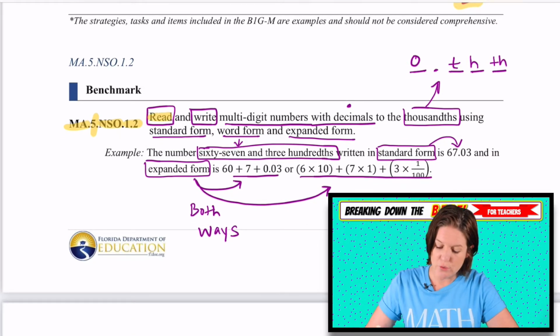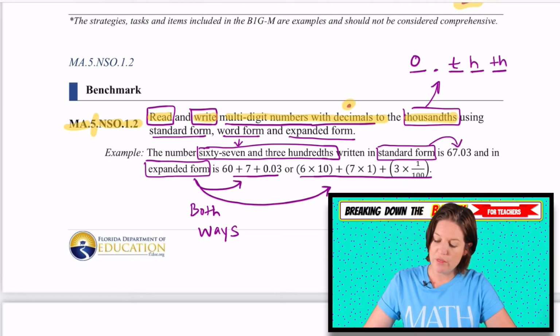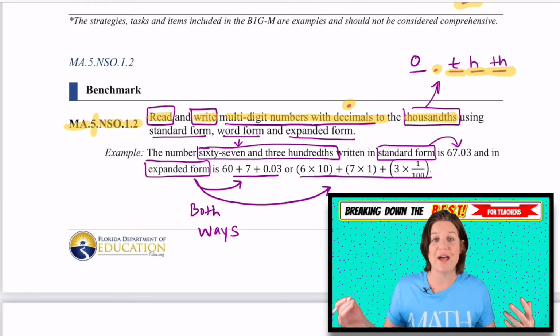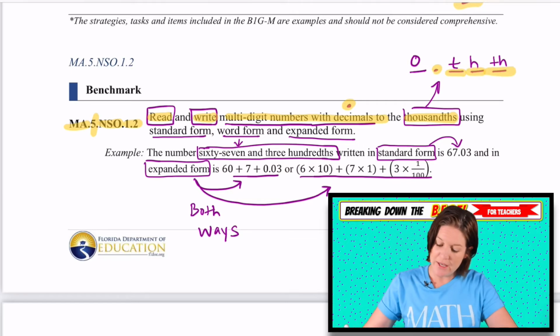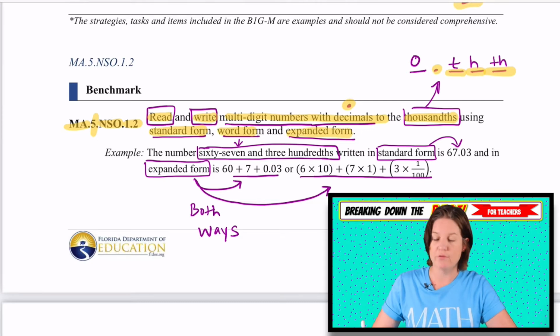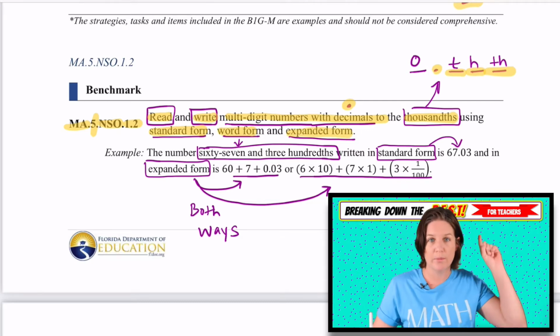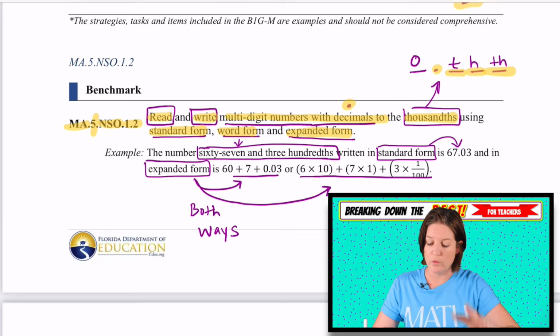This standard says to read and write multi-digit numbers with decimals to the thousandths. So if we are thinking about decimals, we've got our decimal right there, and we'll have to read and write numbers going to not the tenths, not the hundredths, but all the way to the thousandths place using standard form, word form, and expanded form. So the 3 forms: standard form, word form, and expanded form.